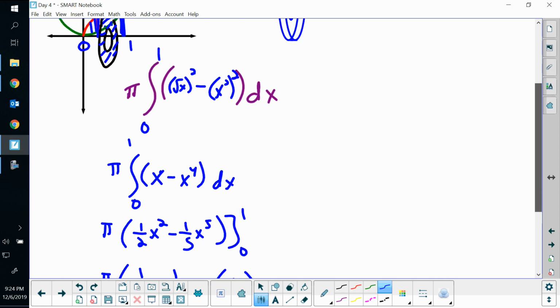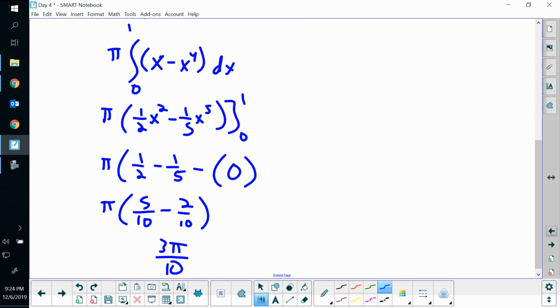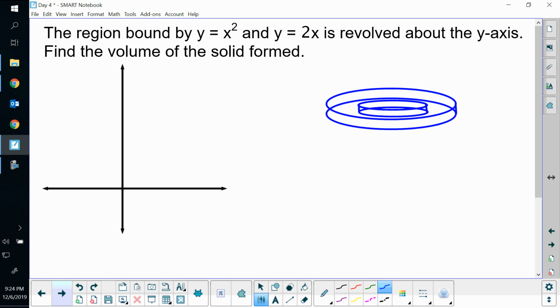Okay, square them both. You got x minus x to the fourth. Antiderivatives. Evaluate at 1 and 0. Get a common denominator, bring it together. We should get 3 pi over 10. All right, moving to the back, we've got x squared, and we have 2x.